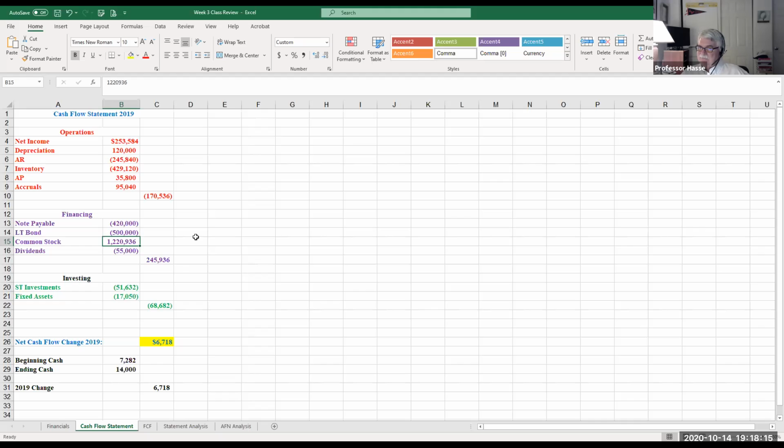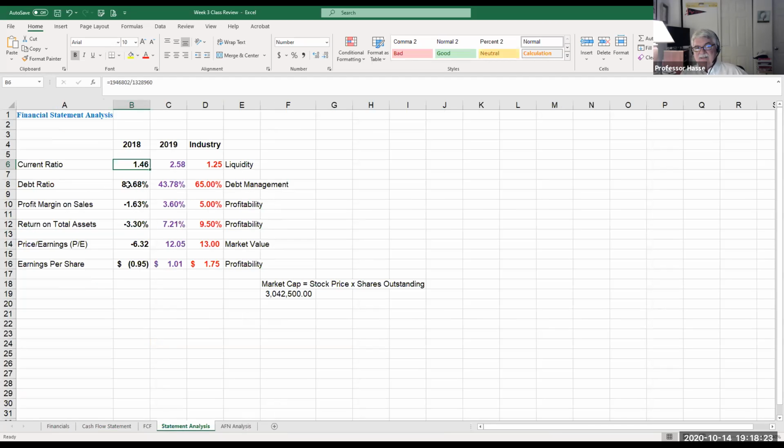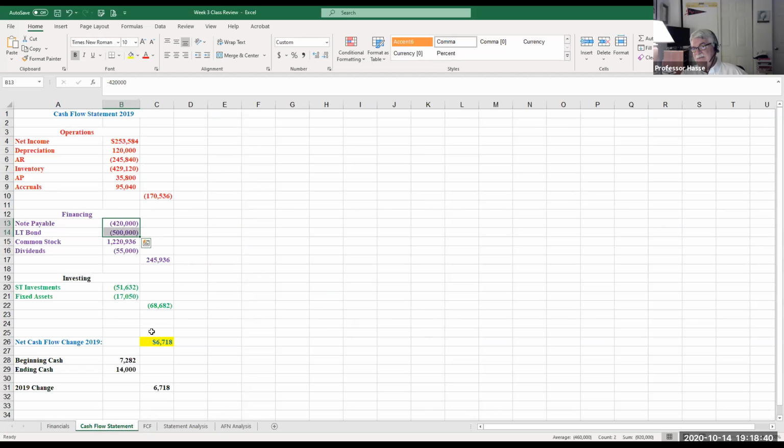Not good. But the reason they did that is because they were too leveraged. As we see in the financial analysis, in 2018, they were 81% in debt, their debt ratio. In 2019, by paying off that debt, they got down even below the industry medians. So they were too leveraged. So one quick solution is to issue some stock to reduce that debt.